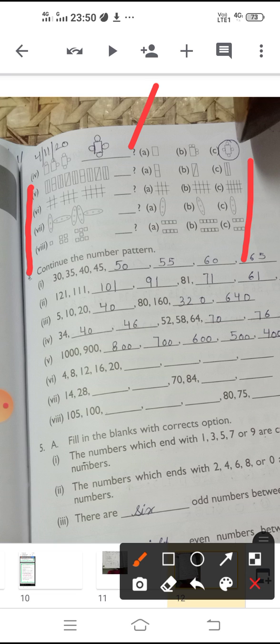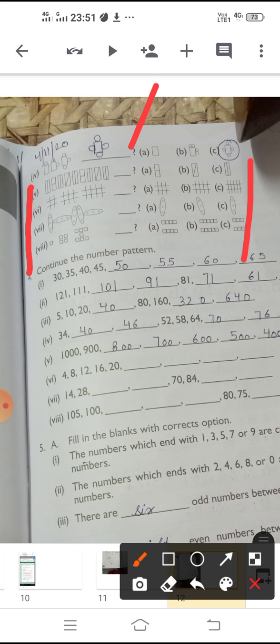Now next, 5, 10, 20. So what are they doing to the numbers? They are just doubling the number. Like 20 doubles, that will come 40. 40 doubles, that will come 80. 80 doubles, that will come 160. 160 doubles, that will come 320. 320 doubles, that will be 640. Okay, in the same way you are going to continue your number pattern.